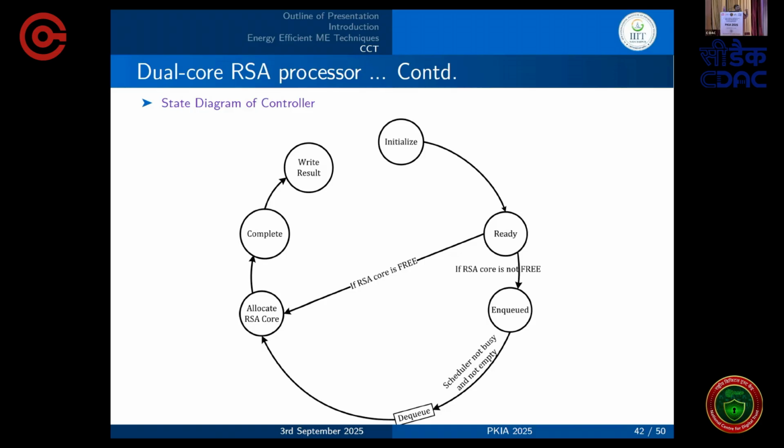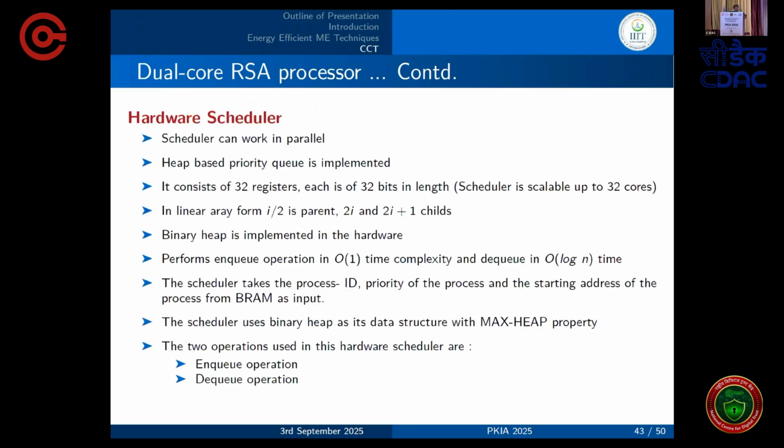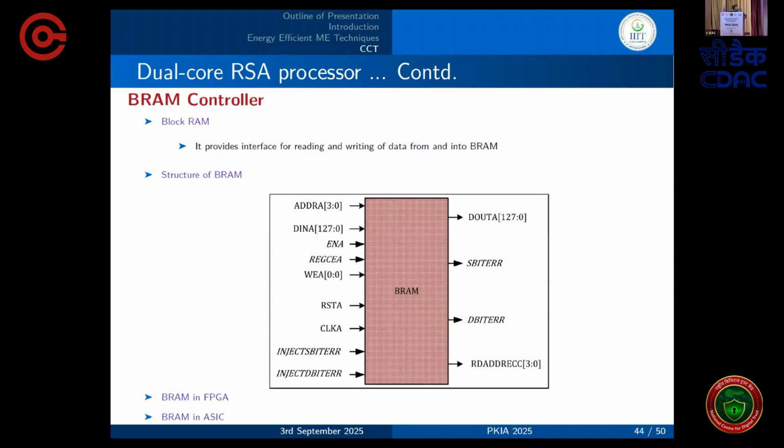Initially, if the RSA core is not available, then the controller will enqueue the operation. Whenever the core is available, it will be dequeued from the queue and allocated to the RSA core. And here enqueue and dequeue take only 1 clock cycle. So this is the high level description of a hardware scheduler. I'm not going into full details.